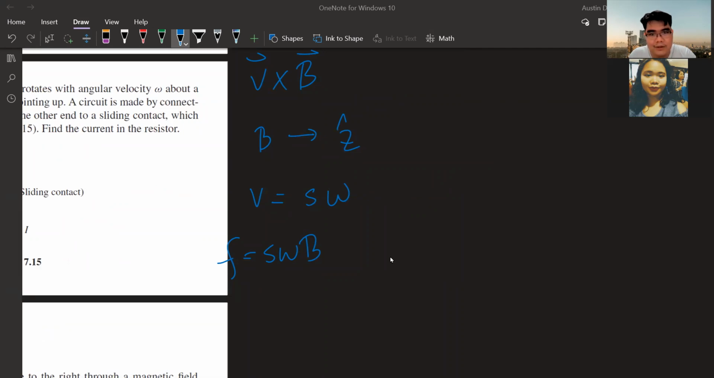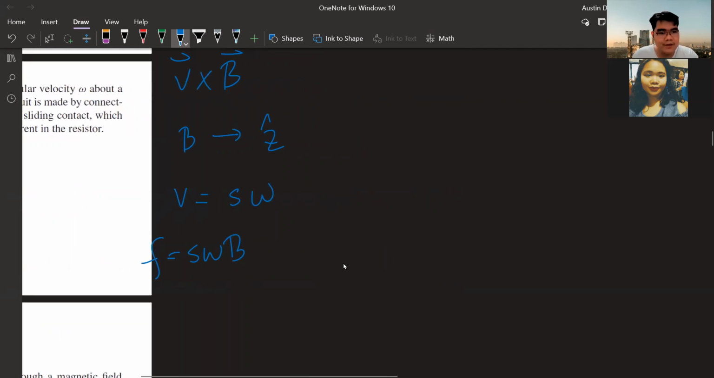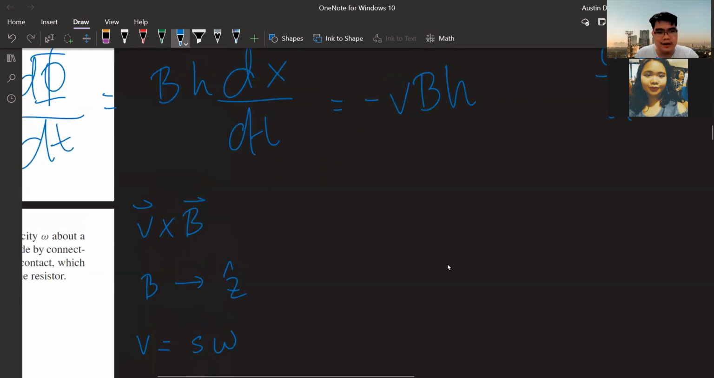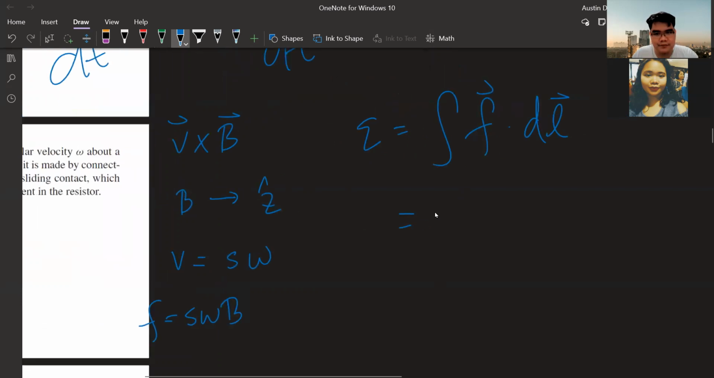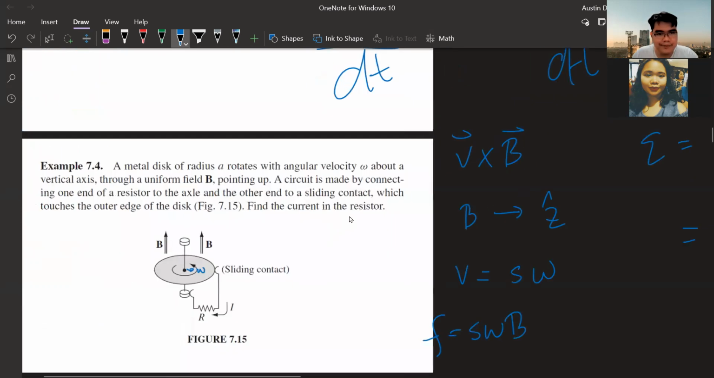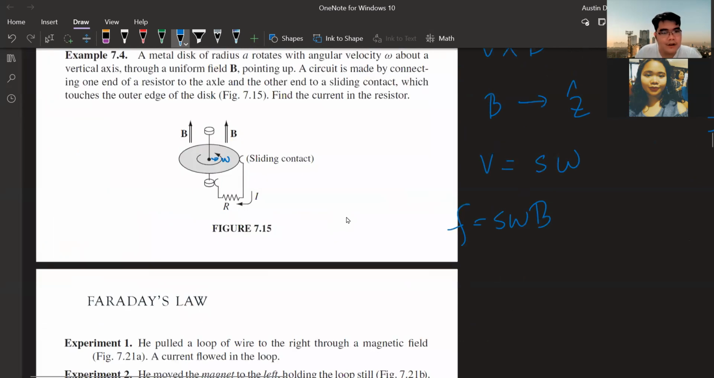This guy, yung S omega B mo. Kasi di ba yun yung definition natin ng electromotive force. Okay, so let's write them down. Yung DL mo, what is DL? Yung DL mo ngayon would be from here, from the center to the outward radius. Okay?